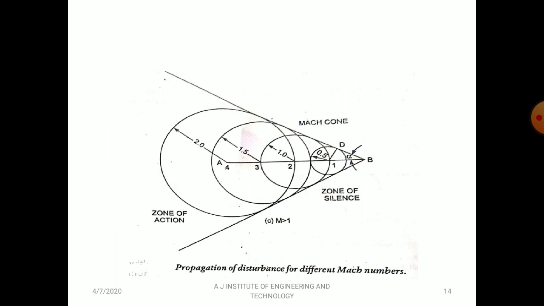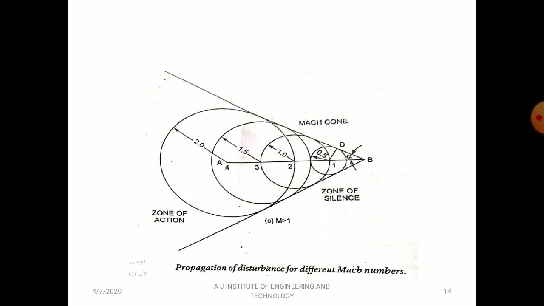Here again draw one straight line, that is AB. At A again mark point 4. Now the projectile moves from left to right. It reaches point B in 4 seconds. The value of V is 1, C is 0.5. So the distance traveled by the projectile is given by V into dt, that is 1 into 4, that is 4 units. Next, the distance traveled by the disturbance or pressure waves is given by C into dt, that is C value is 0.5, dt is 4, so 0.5 into 4 becomes 2. Taking A as the center point, draw a circle with a radius equal to 2 units.